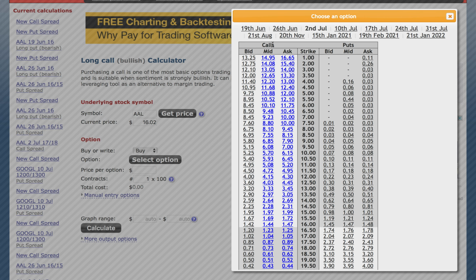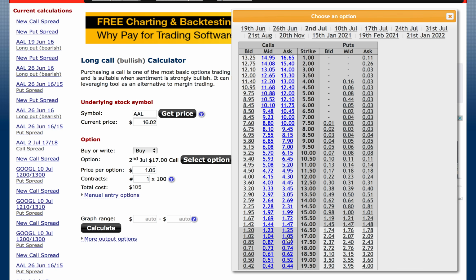As you can see, the calls are on the left, puts are on the right, but we're dealing with calls. So we're going to go ahead and buy a call. And again, when you buy a call, you're hoping the price of the stock goes up. So I'm just going to choose a random call here. We'll choose the $17 strike price. So I believe that before July 2nd, American Airlines will go above $17 a share. So we'll click on this $1.05 one.